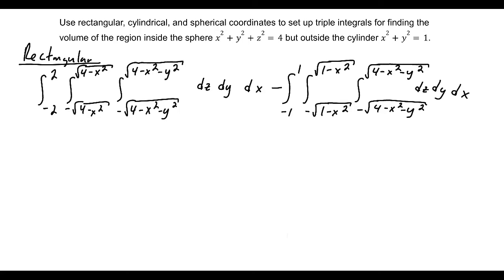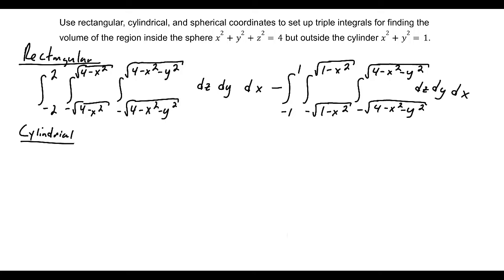Now for cylindrical coordinates, you have to start thinking differently. Cylindrical coordinates will be with respect to z, r, and theta. And theta is often from 0 to 2 pi because we are considering this in all directions between those two shapes. R is going to go from 1 to 2 because between those two shapes there's a difference. The radius of the cylinder is 1 and the radius of the sphere is 2. So there will be our radius.